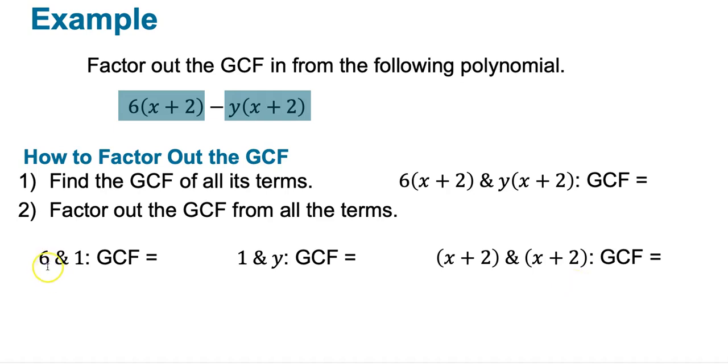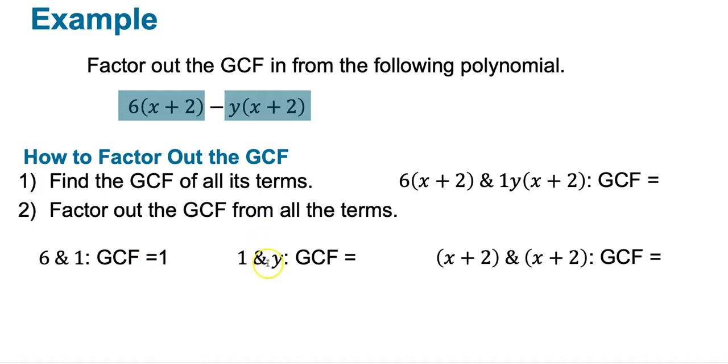First, let's find the GCF of the coefficients. The first term has a coefficient of 6. The second term, we don't see a number in front, which means we know the coefficient is 1. So what's the GCF of 6 and 1? Anytime one of the algebraic expressions is a 1, the GCF is automatically a 1.